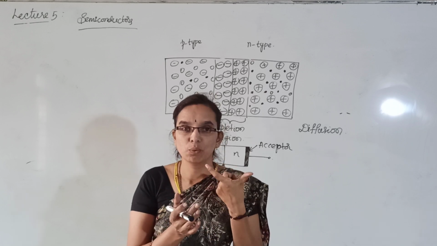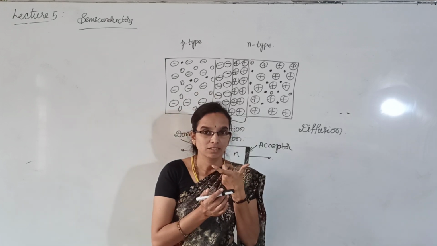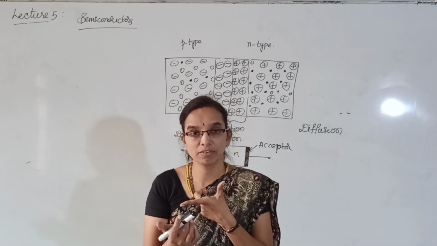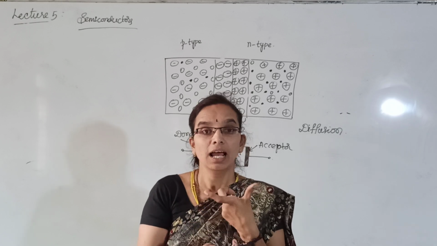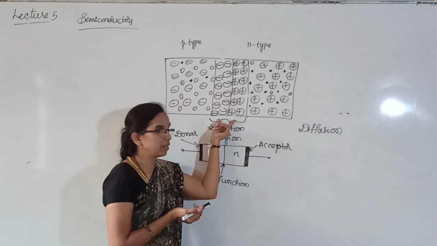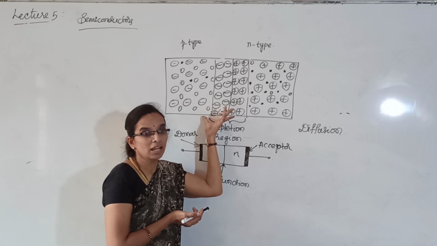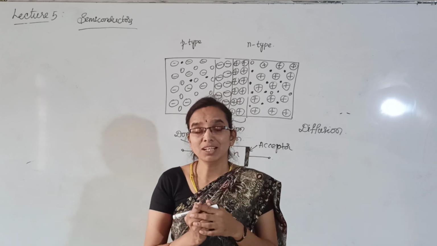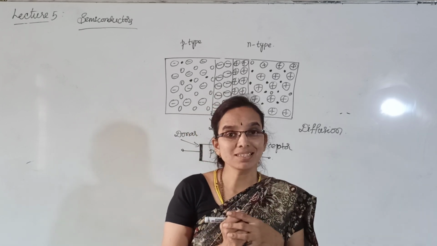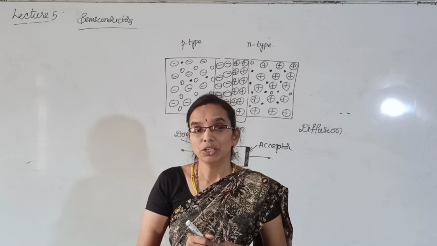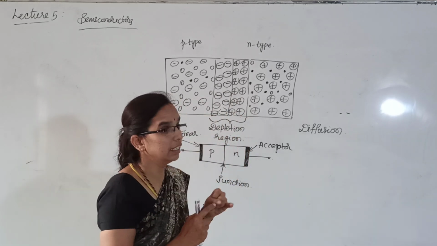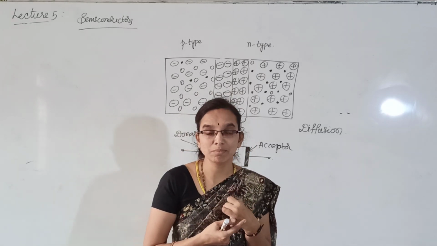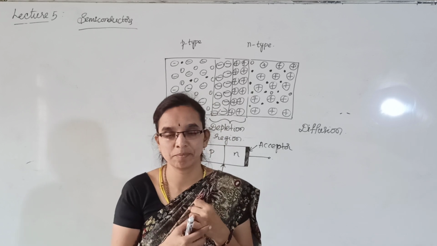PN junction means one side of the junction will be p-type material, another side will remain n-type material, and this joining space is called the PN junction. You have to understand clearly how the depletion region is formed in a PN junction. Please read the textbook so that you can understand this concept easily. There will be a question in the examination, how the depletion region is formed, for 3 marks.